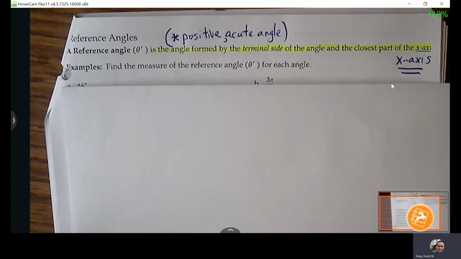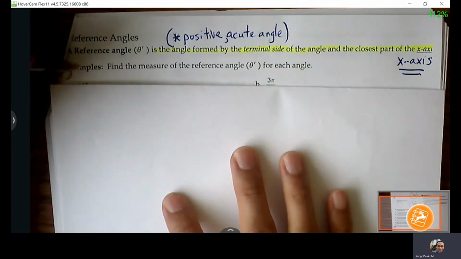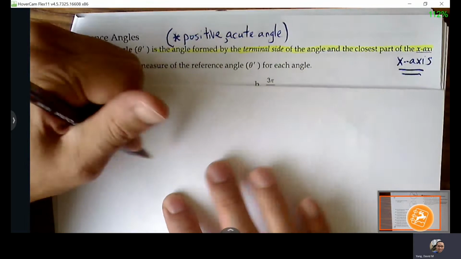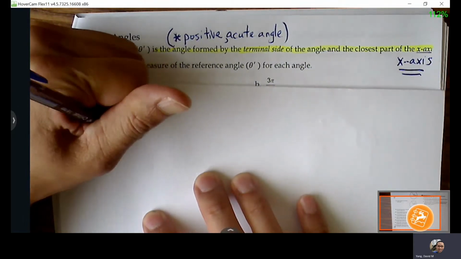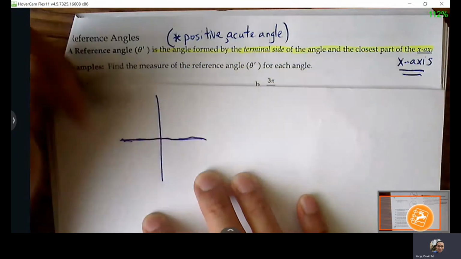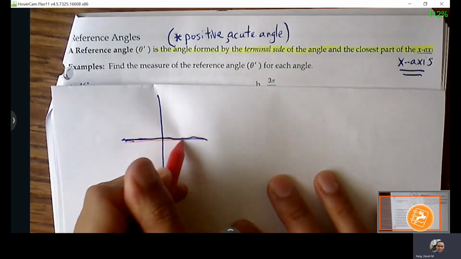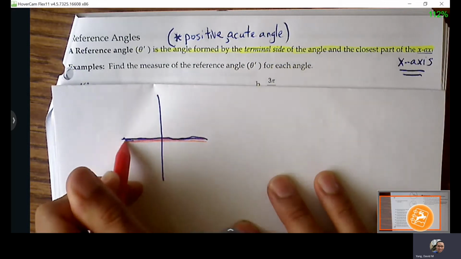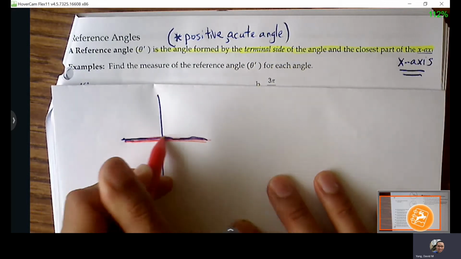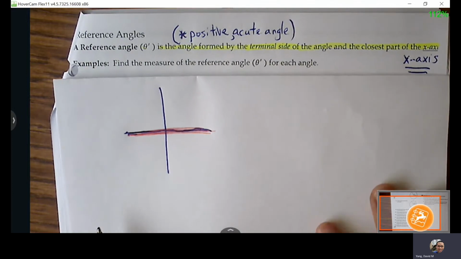Okay, let me draw out the scenarios so that we can visualize it here. All right, so here is a visual demonstration of reference angles. We have a coordinate plane. I'm going to highlight the x-axis because every angle that we create is going to have to involve the x-axis somehow. Never the y-axis. You are never going to measure your angle involving the y-axis. Okay, so we have to get used to that.